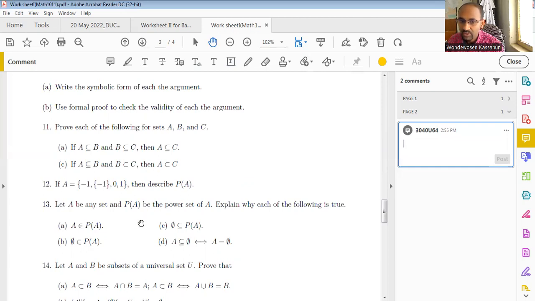So you can list all subsets. You can put the singleton sets, you can put sets containing 2 elements, you can put sets containing 3 elements, and finally A itself.